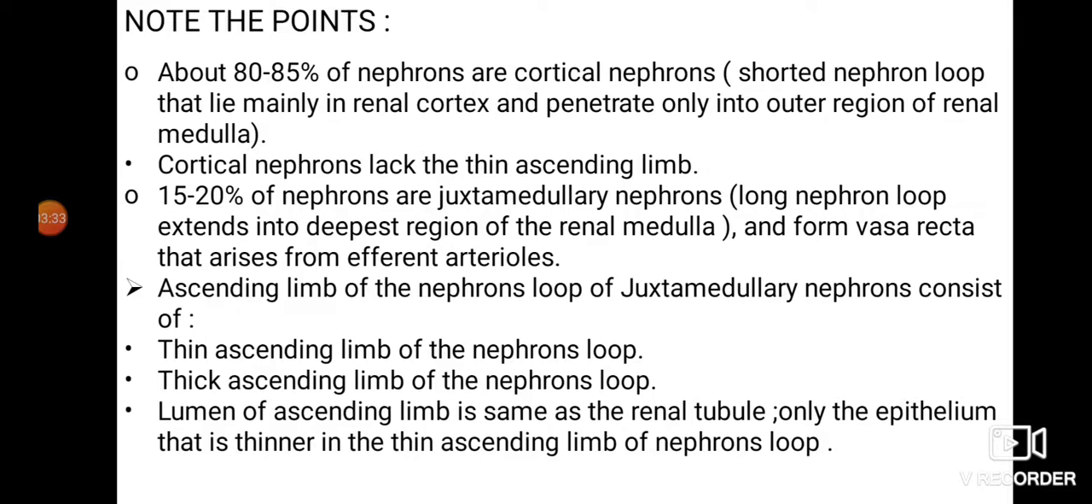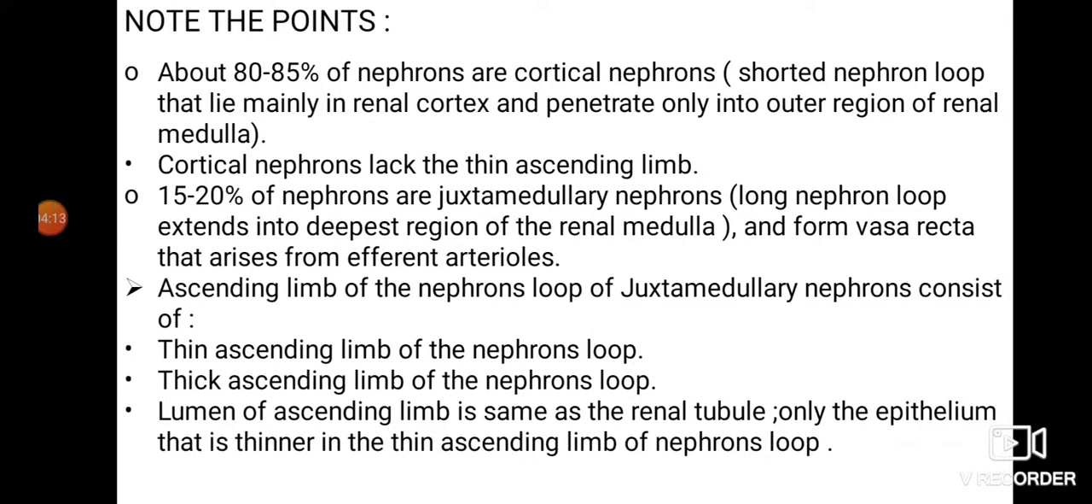The other 15 to 20% of the nephrons are juxtamedullary nephrons, meaning their nephron loops are long in length and extend deep into the renal medulla, and they also have the vasa recta and the peritubular capillary. Okay, the cortical nephron does not have the vasa recta, and has only the peritubular capillary that maintains the concentration of the ions in the blood.